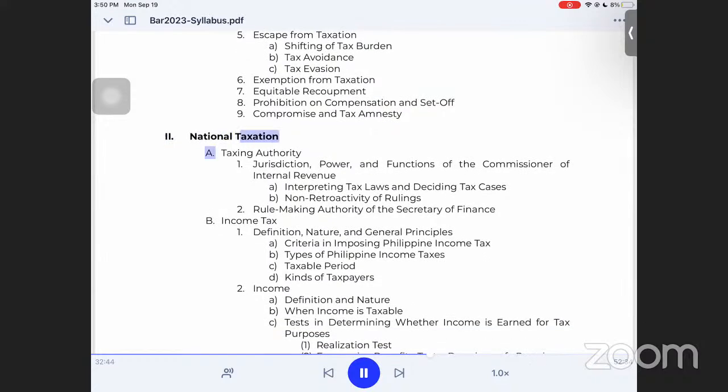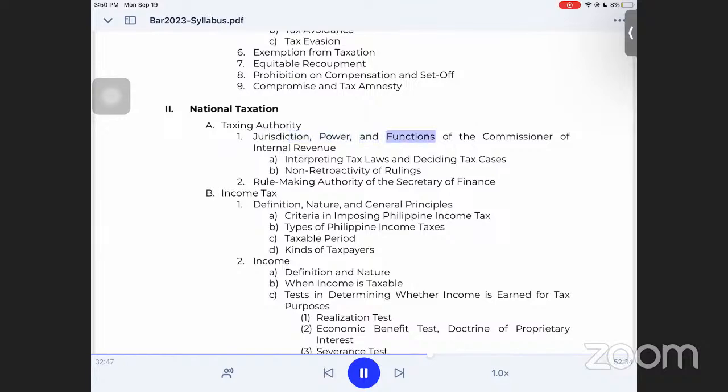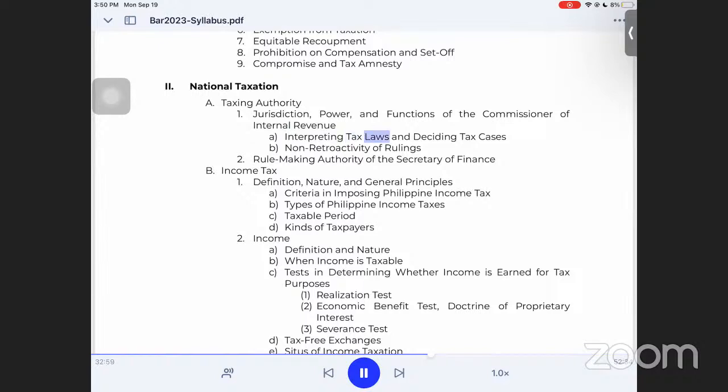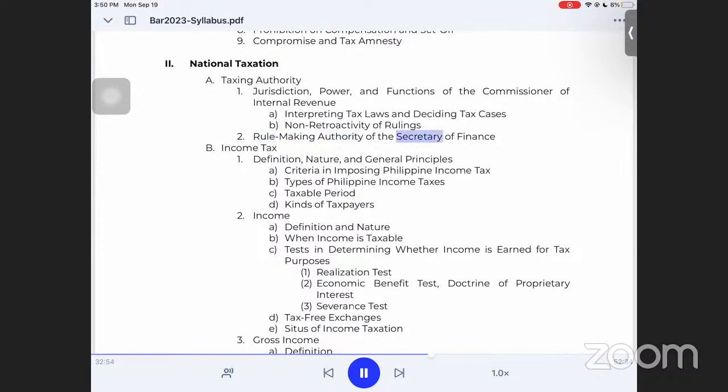II. National taxation. A. Taxing authority. 1. Jurisdiction, power, and functions of the Commissioner of Internal Revenue: A. Interpreting tax laws and deciding tax cases; B. Non-retroactivity of rulings. 2. Rule-making authority of the Secretary of Finance.